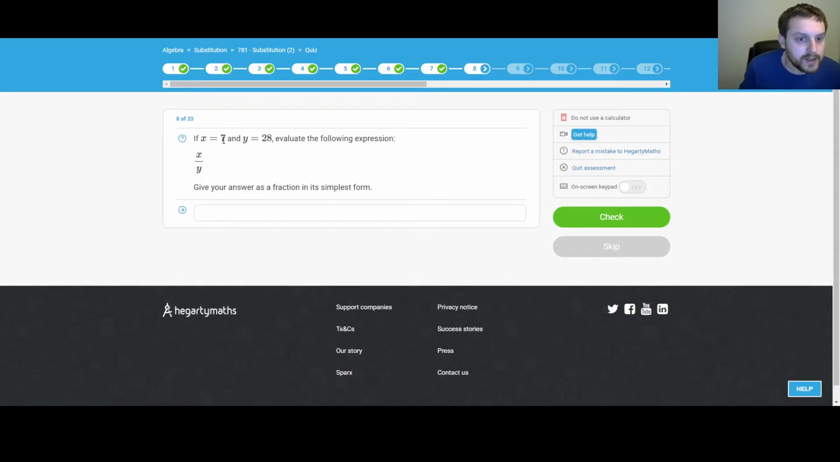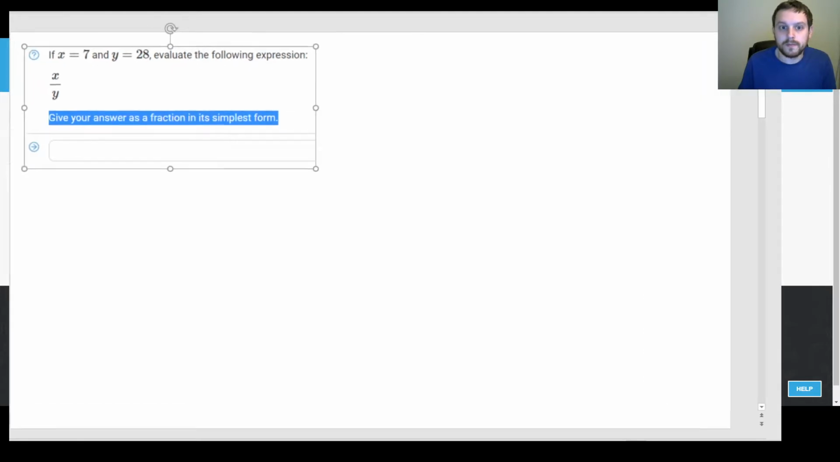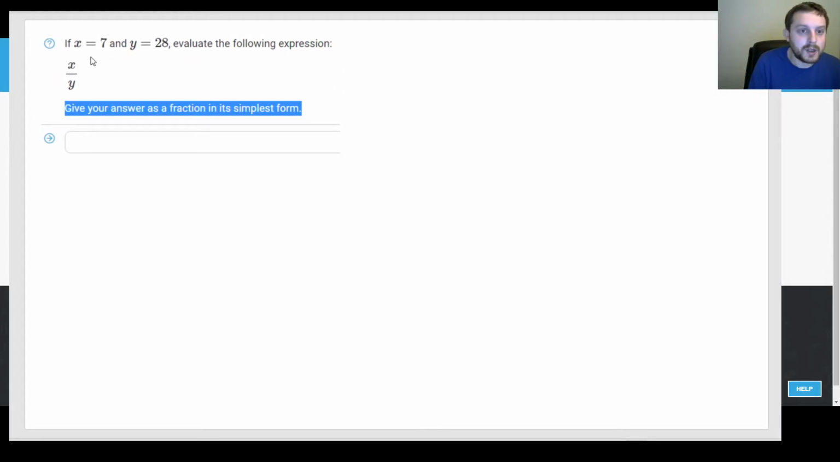Right, for us, 7 on the top, 28 on the bottom. Notice it says give your answer as a fraction in its simplest form. So let me take a screen cap of this and I can write on it. So what are we actually doing? Well, instead of x, I'm putting 7. And instead of y, I'm putting 28. And the question says, give your answer as a fraction in its simplest form.